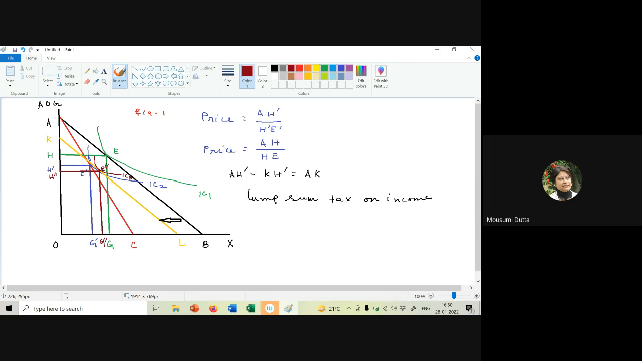Okay, so what I am telling is, please note down, if the tax on X is replaced by a lump sum tax on the income of the consumer to yield the same revenue for the government, the consumer will buy more X and be better off.